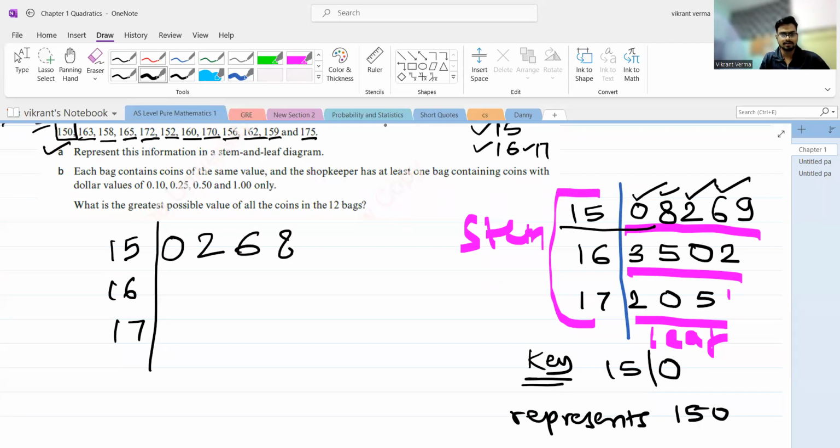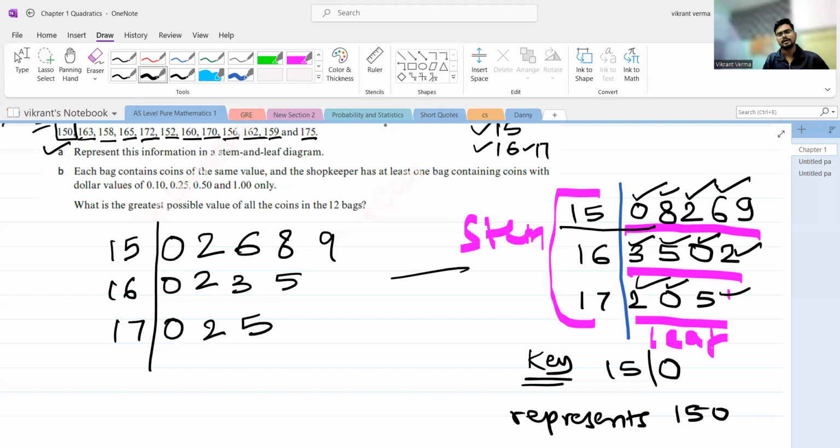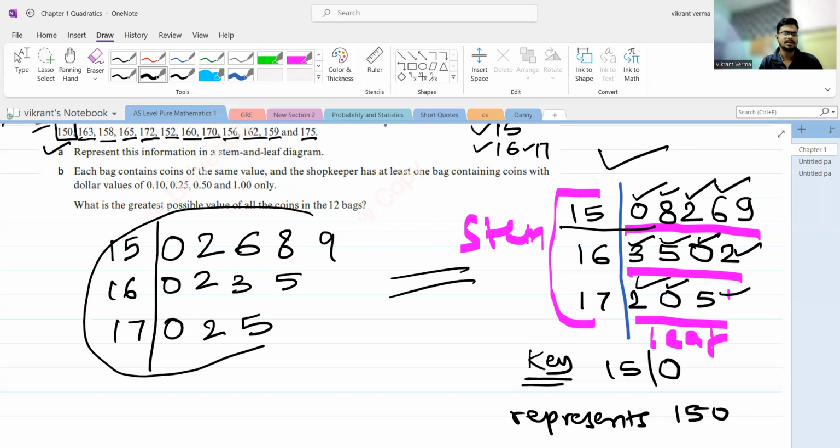After this I will write 8, then I'll write 9. Similarly, I will apply the same method here. First 0 will come, then 2, then 3, then 5. Similarly for 17, first it will be 0, then 2, then finally 5. Although both are equivalent and this right-hand side stem and leaf diagram is also correct, this looks neat and clean. Why? Because here the ascending order is from left to right, so the data points are more clear.